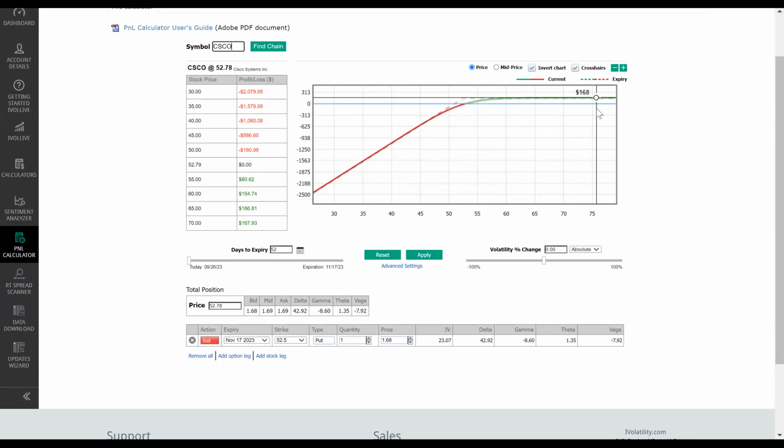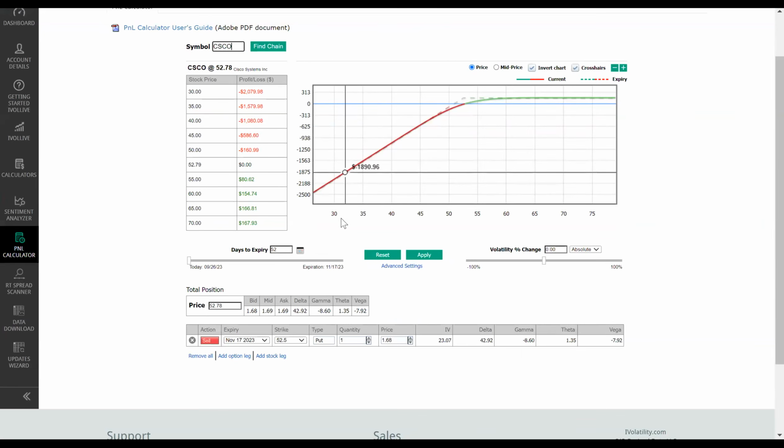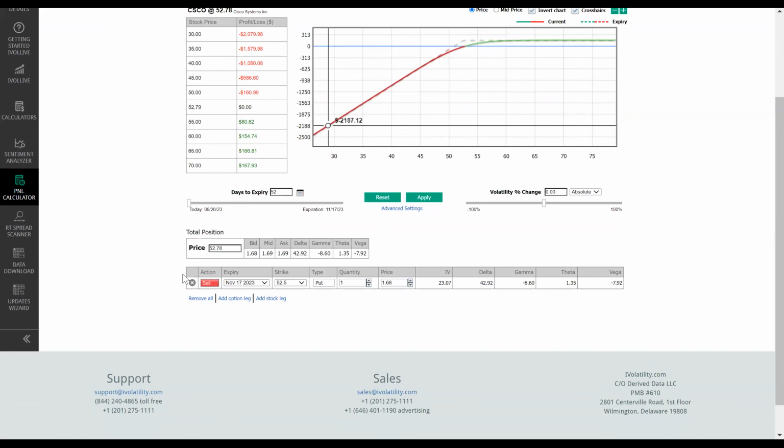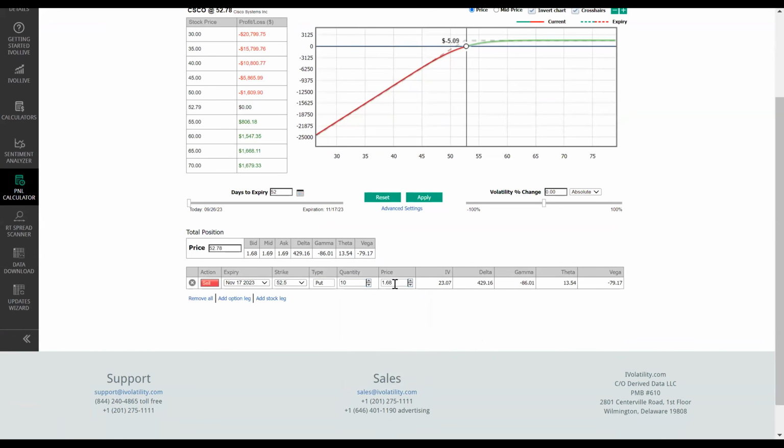When we do our webinar series on the P&L calc, we show all these different ways to use and manipulate this tool. But for now, I come down to my specific action that I'd be taking with my broker. I'd be going on to my online broker and selling to open the November 17th, 2023, 52.50 put. I could sell one, or let's say I wanted to sell 10, a larger quantity. So instead of $168, I'd make $1,680.